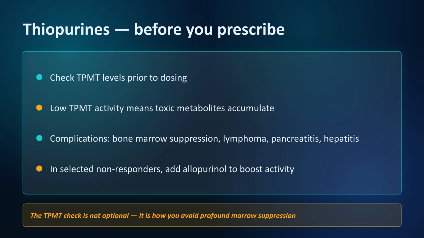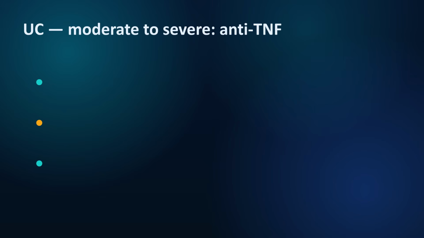And one refinement worth knowing: in selected non-responders, adding allopurinol boosts thiopurine activity by shifting metabolism toward the active metabolite. That allopurinol combination is specialist territory. Do not initiate it unsupervised. Anti-tumor necrosis factor therapy also enters at moderate to severe disease. And here is an important trial finding.